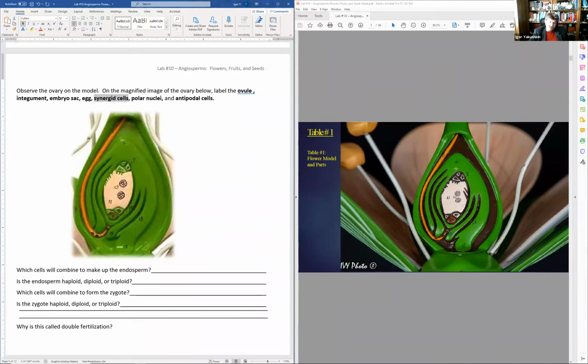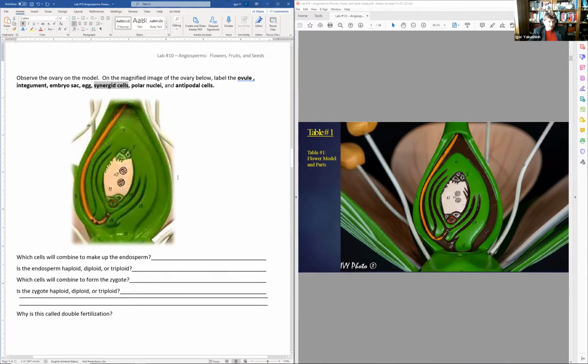But again, on the lab practical, it would be really hard to label that, but you definitely need to know the central cell, the egg, the sperm, so it might point out those particular parts.